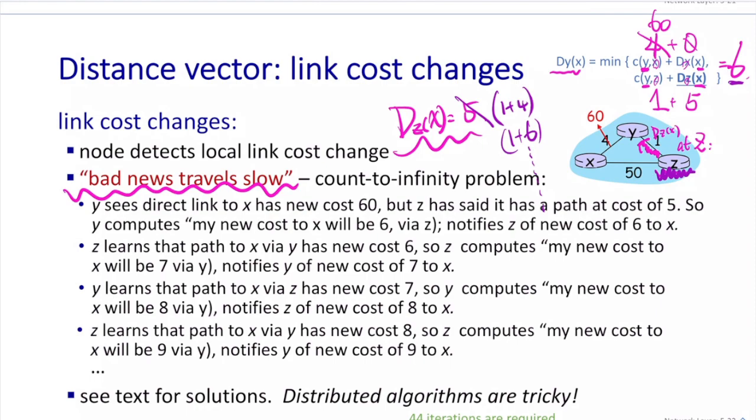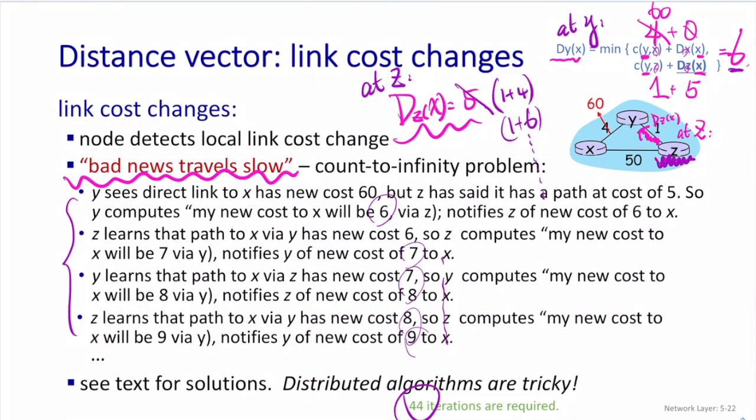So if you have time, take a look at your textbook, and it will tell you how this number will grow from 6 to 7 to 8 to 9 and so on. That is at z, that is at y. At z it was originally 1 plus 4, but at y the next iteration will be 1 plus 5, and at z it will be 1 plus 6, and at y the next round will be 1 plus 7, and so on and so forth, until 44 iterations, when the number will be larger than 50.